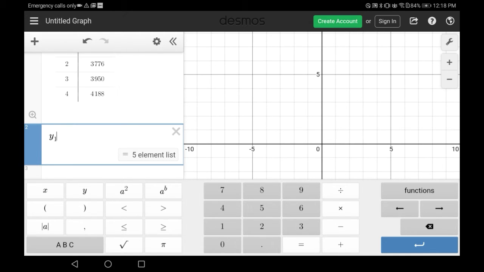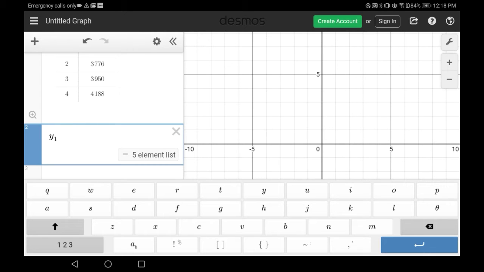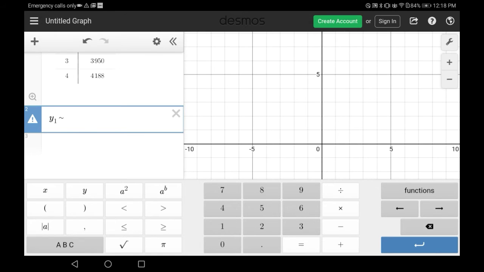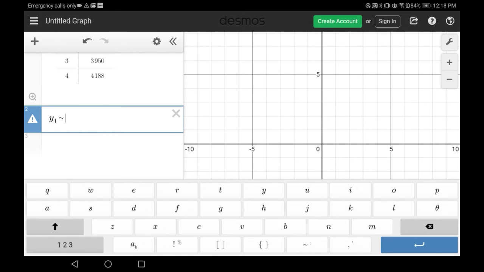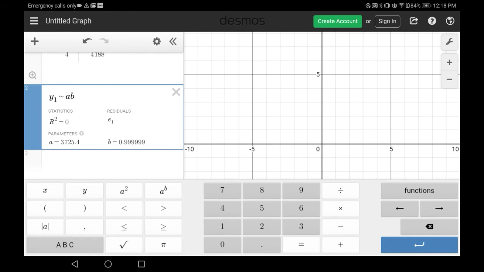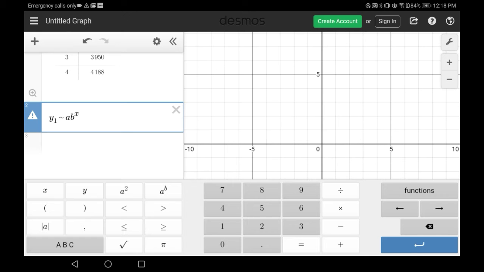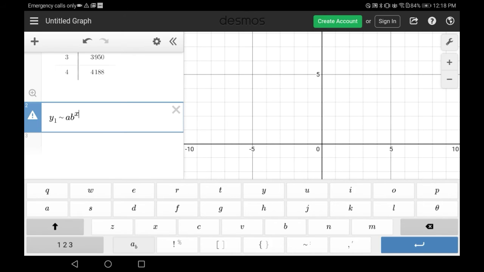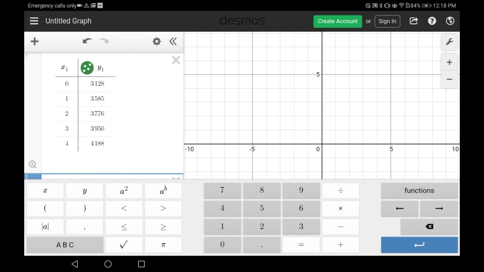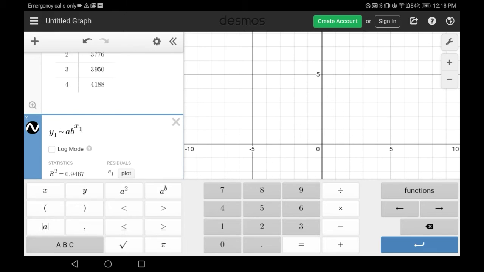So instead of equal, since this is a regression, it's just an approach, I will use this sign instead of equal. Then I have to copy the model that says A times B, right? That is the model for exponential equation. A b to the power of x. But the x has to be the same as y with the same subindex, right? Because those are the x and the y values that I have on my table, x sub 1 and y sub 1. And that's what I have to do.